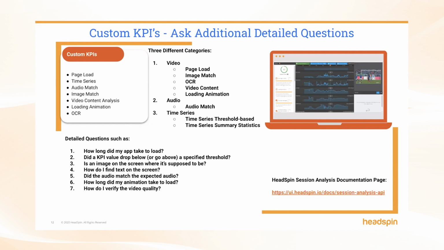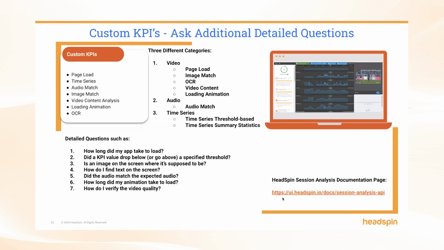For example, does it go above 90% while I'm running the session? How about my video quality MOS, the mean opinion score? Does it go below 4.0 during my session? So these are things that we can customize and do. Some of these detailed questions you can see here are things that we can leverage with these custom KPIs. So it allows you to do some very customized queries into your sessions.